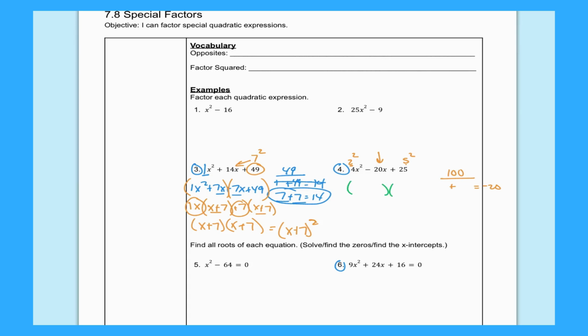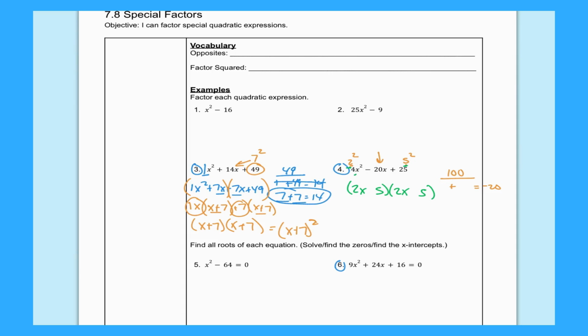So we'll set up our parentheses. And it's going to be very similar to what we did with numbers 1 and 2. We have a 2 and an x in the front, so I need a 2 and an x in the front. Then I have that 5 at the end, so I need a 5 at the end. But the difference is we need these to both be the same sign.